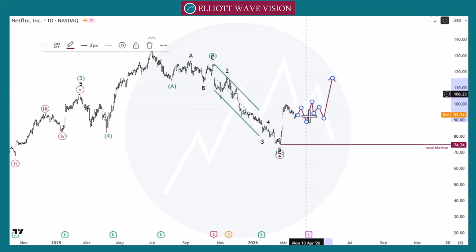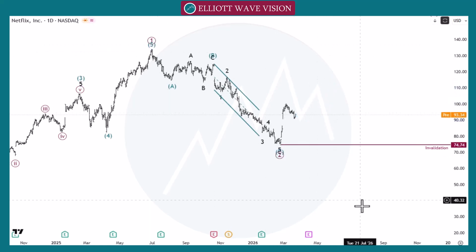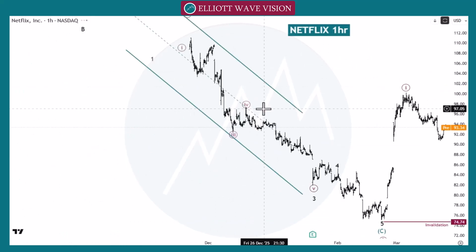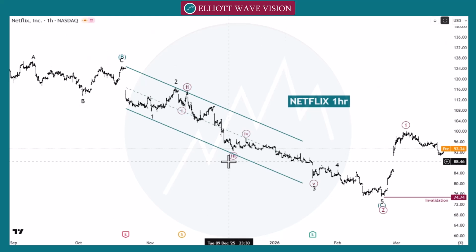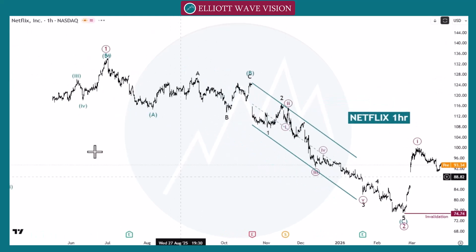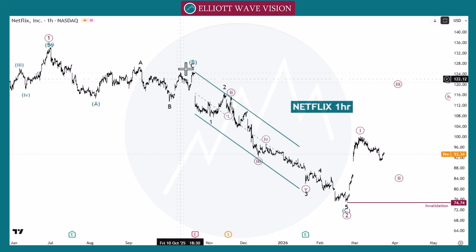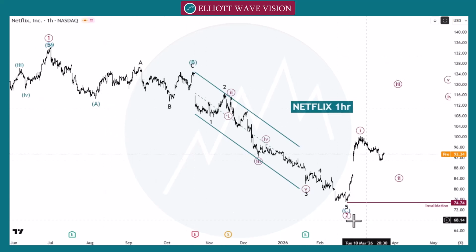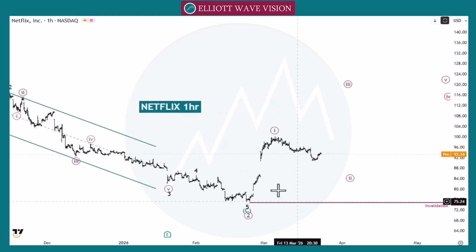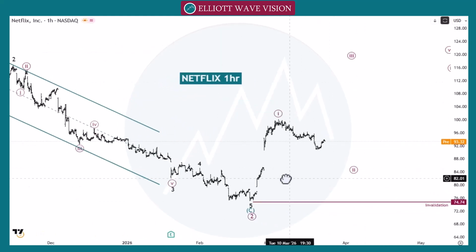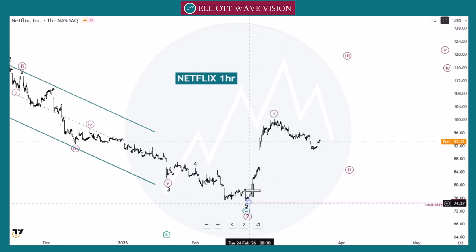So let's check the possibility in 1 hour time frame, how we join the next move. In 1 hour time frame, after this brown wave 1, we count the structure as a green wave A, green wave B, green wave C as a brown wave 2. After this brown wave 2, market gives us this strong impulsive move as a brown wave 1.